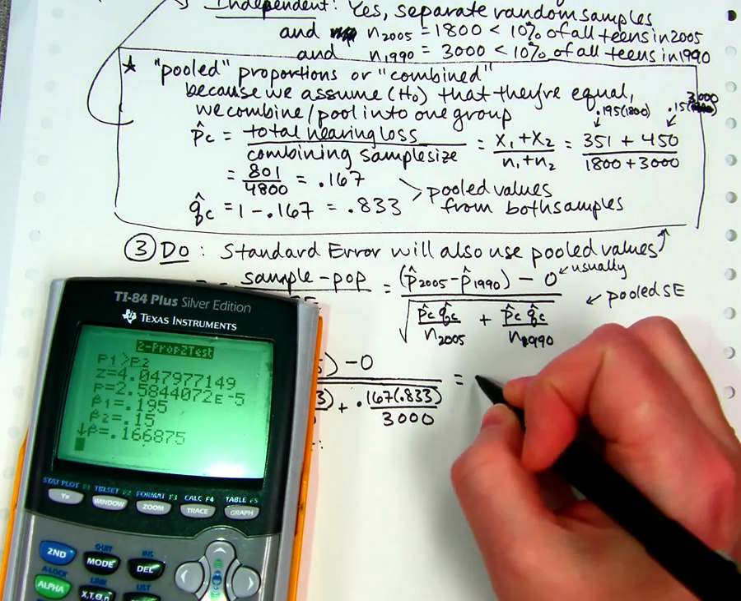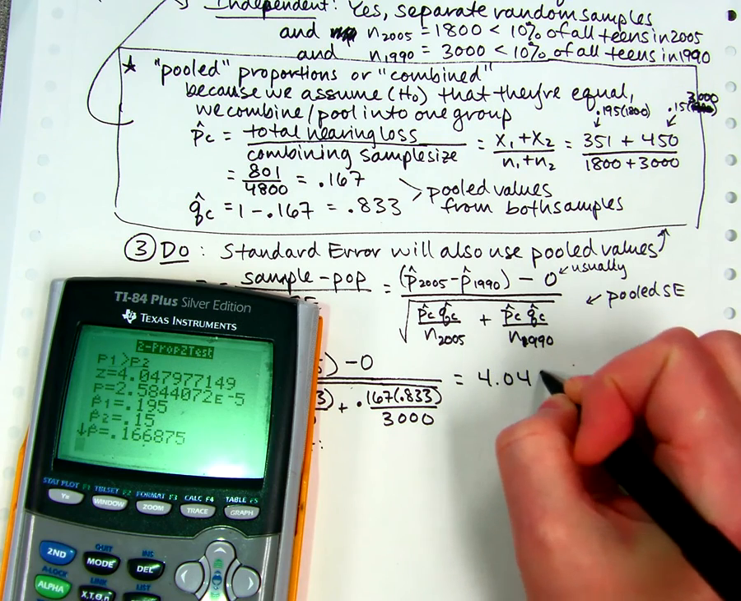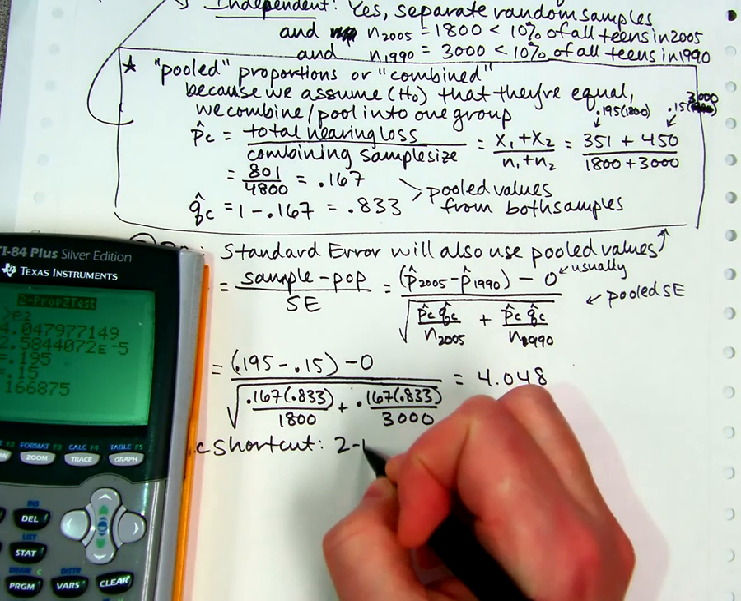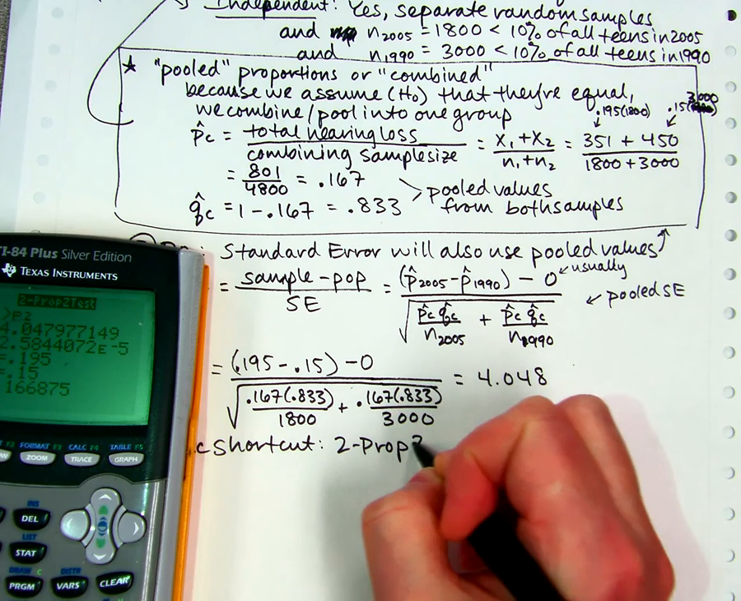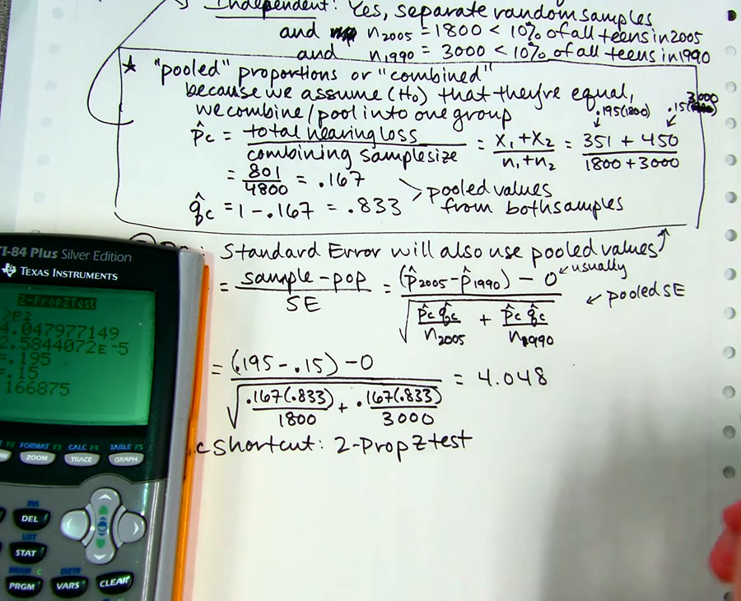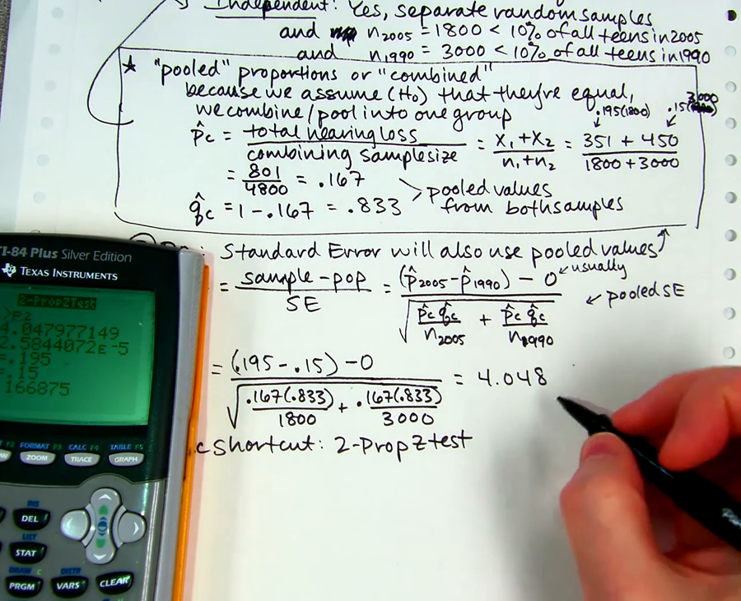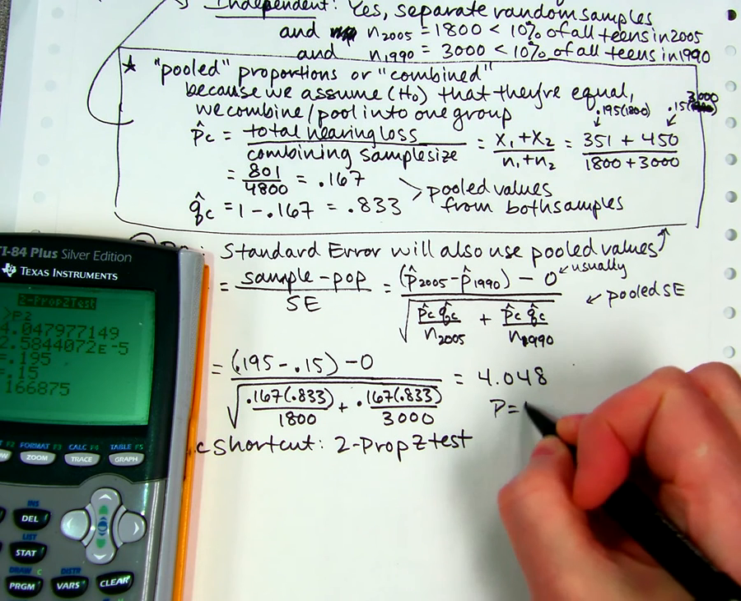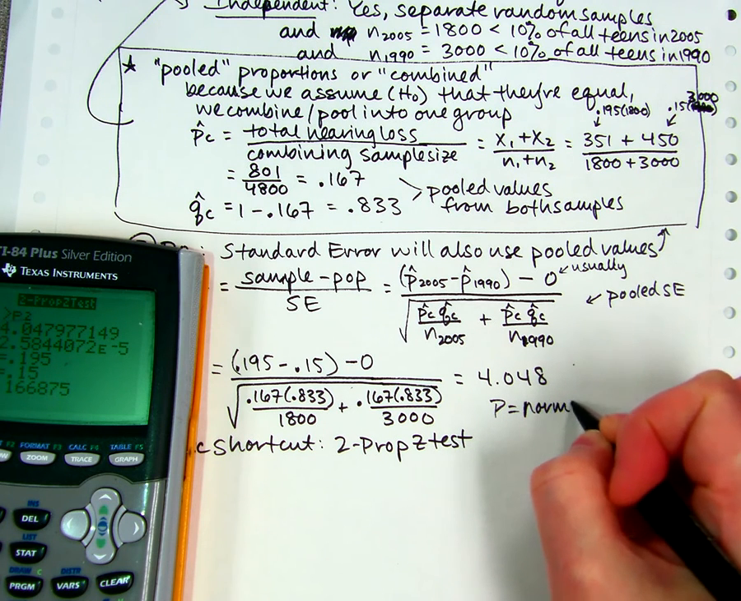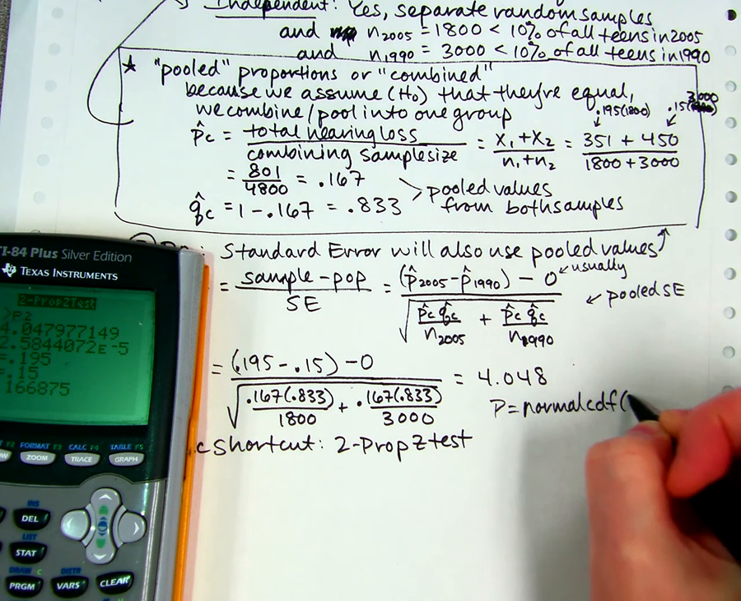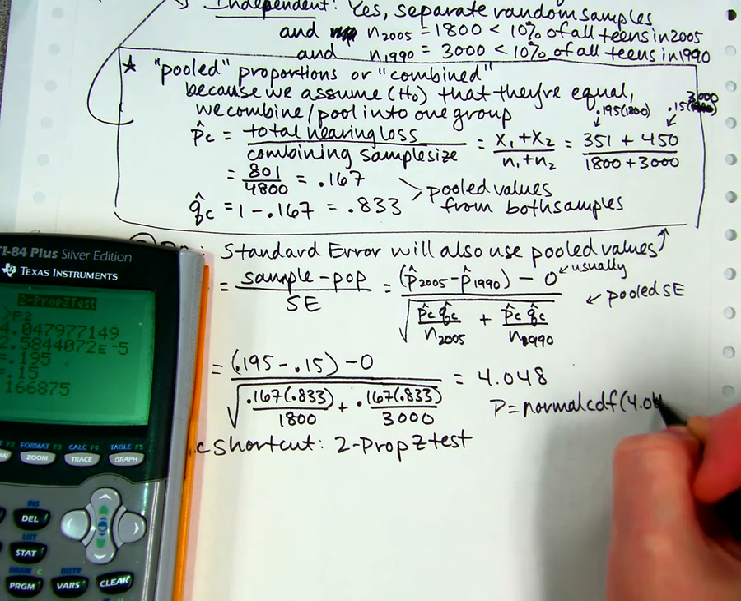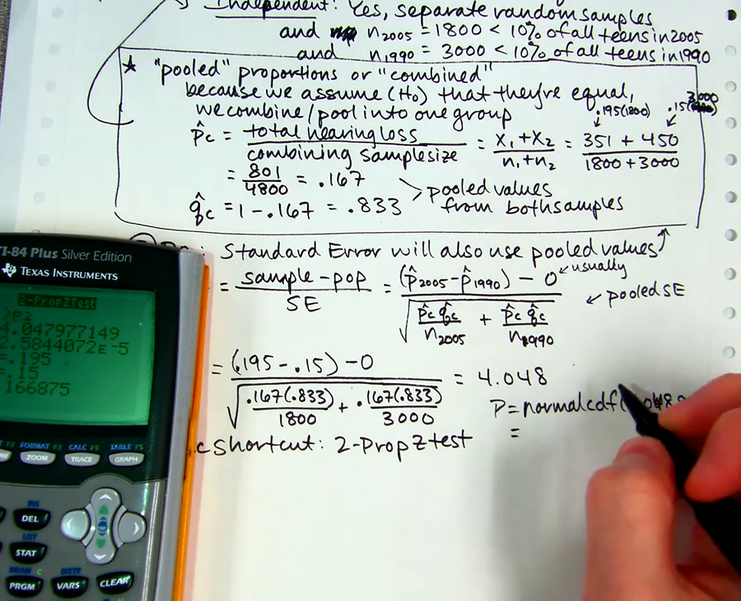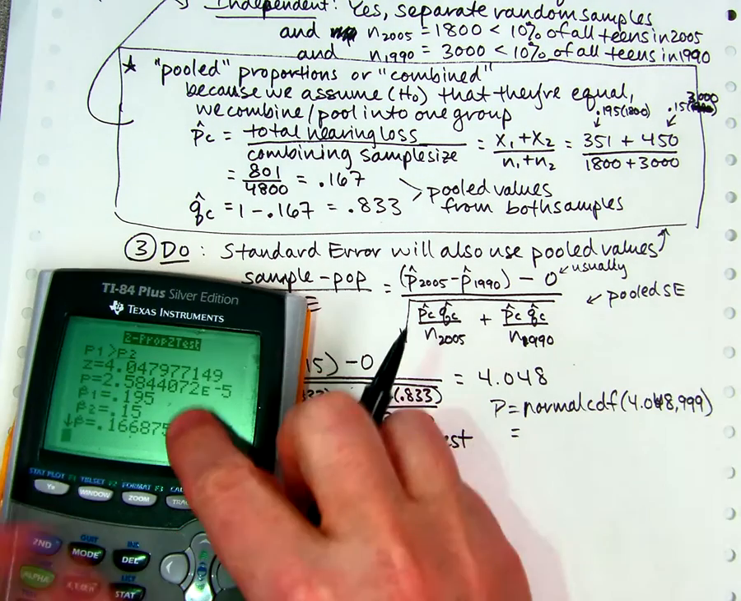So my z came out to be 4.048, and I should write this down. It's called a 2 proportion z-test. And my p-value I could find by doing a normal CDF of this number and then 999, or I could use the p-value that it says right here.